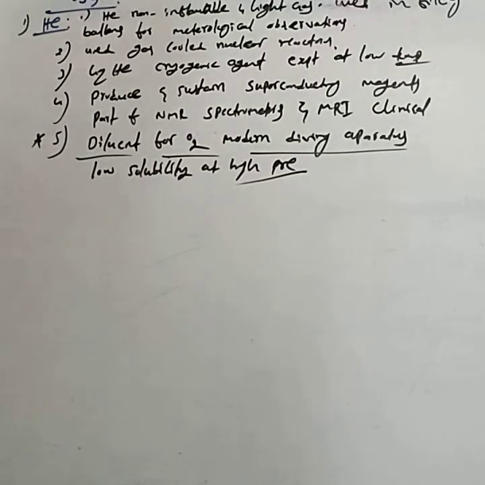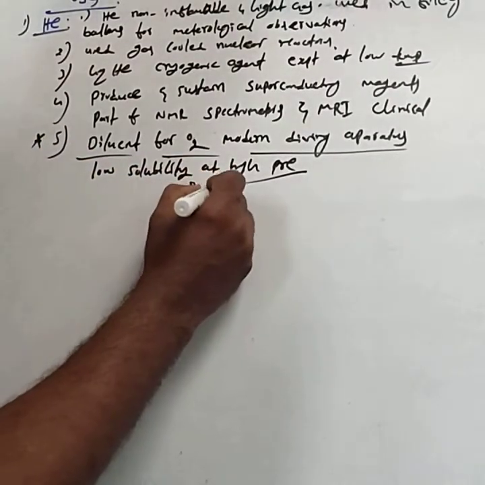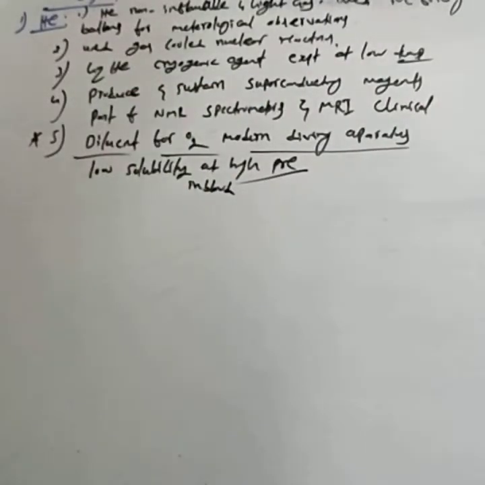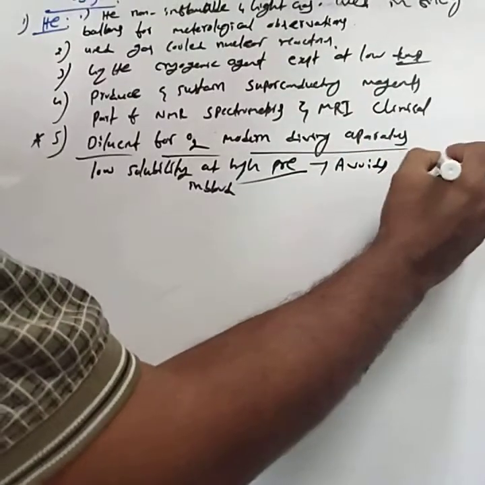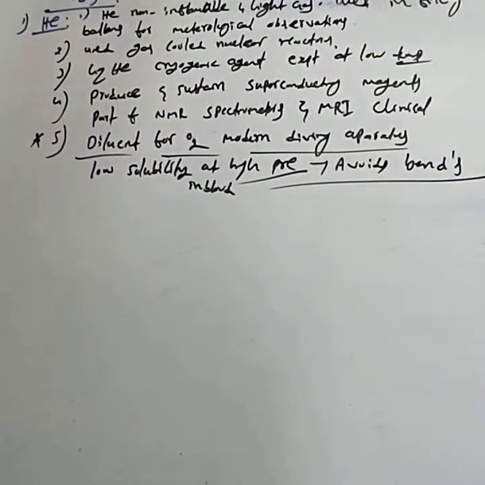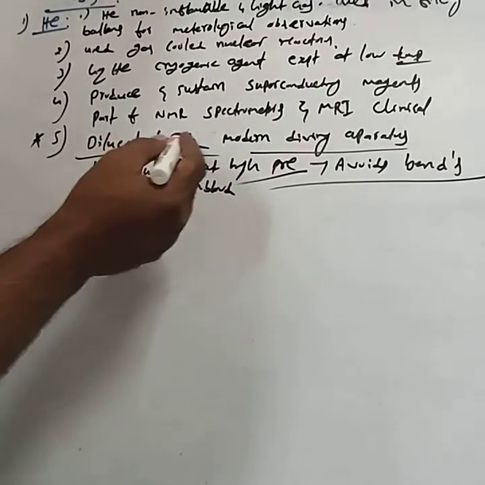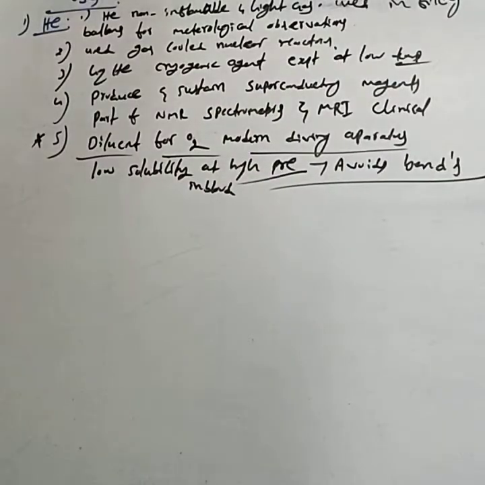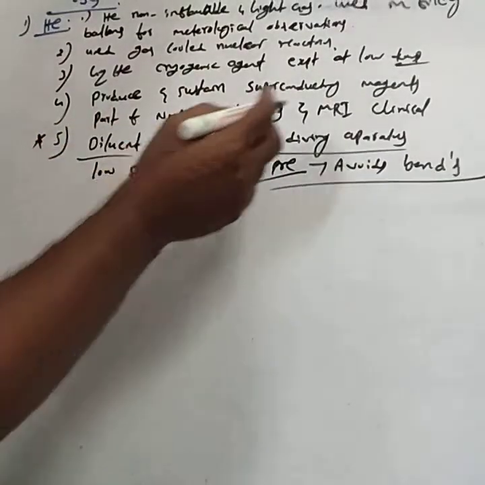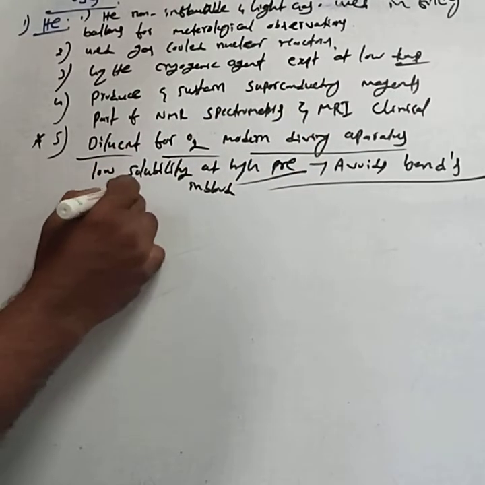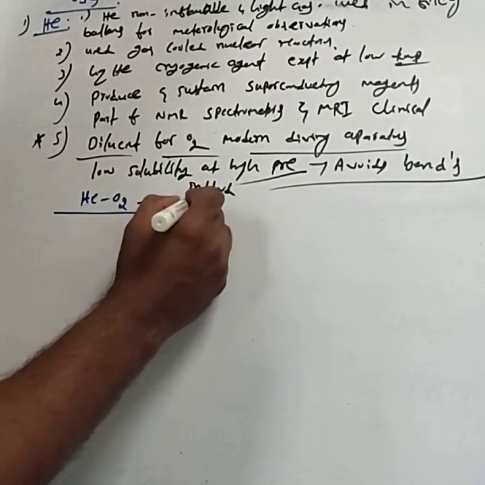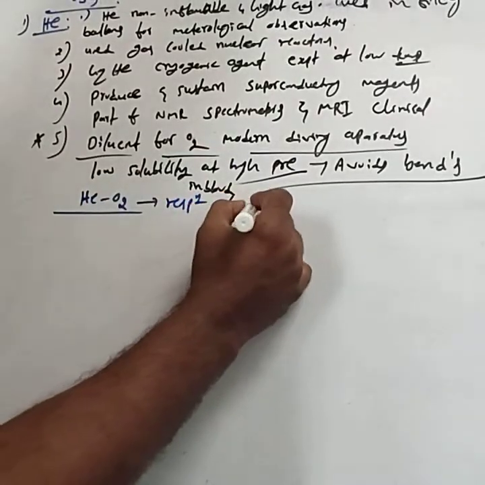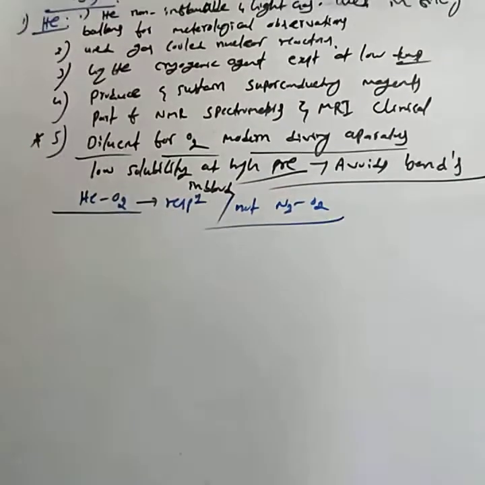Due to its very low solubility in blood at high pressure, it can avoid the Bend's disease. Hence, it is used as a diluent for oxygen in modern diving apparatus. Generally, in modern diving apparatus, a helium oxygen mixture is used for respiration, but not a nitrogen oxygen mixture.